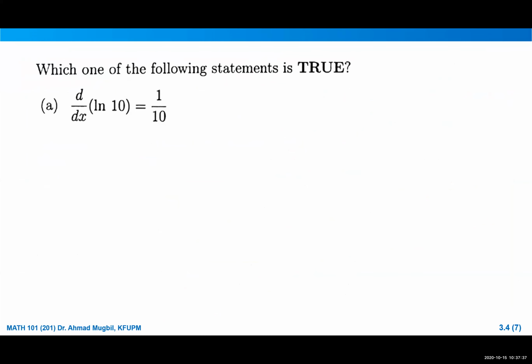Now let's see, ya shabab, now solve these together, please. Which one of the following is true? Is this true? Do you remember? I think we didn't study this before, did we? What is the derivative of ln x? It is 1 over x. We will study it later, I think. The derivative, ya shabab, of the ln x, it is 1 over x.